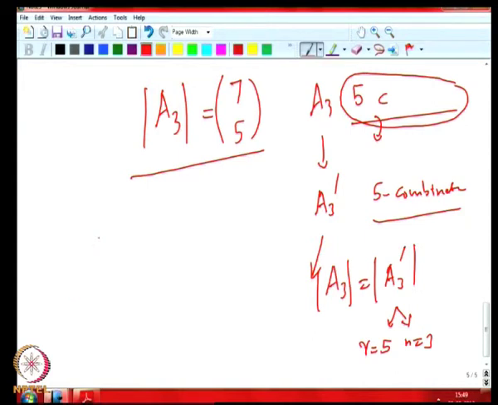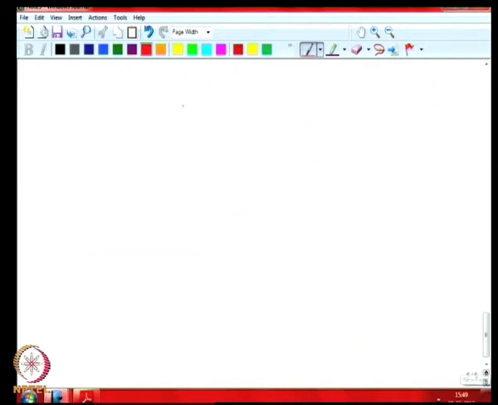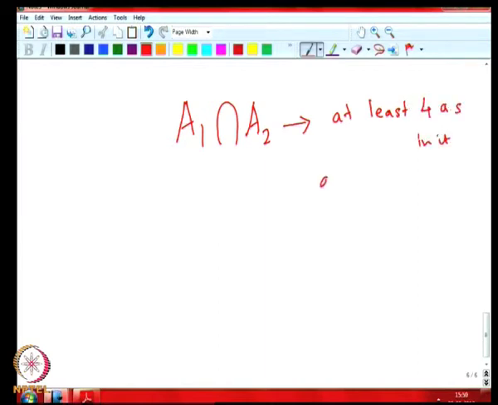Now, we want to see whether we can find the cardinality of A1 intersection A2. Is it possible? What is this A1 intersection A2? It is the set of 10 combinations which has at least 4 A's in it and at least 5 B's in it. Now, what we can do is we can let this be called B.